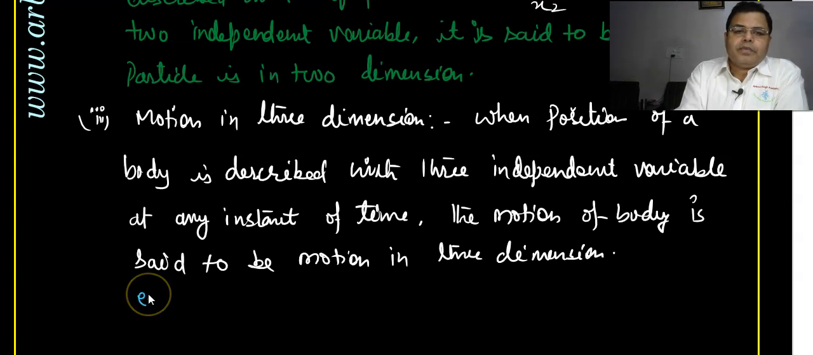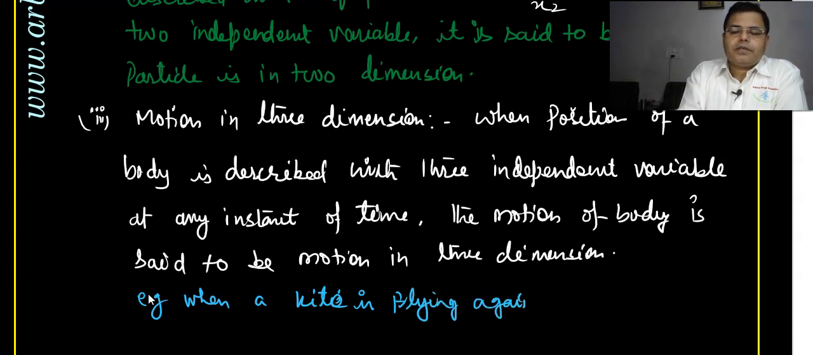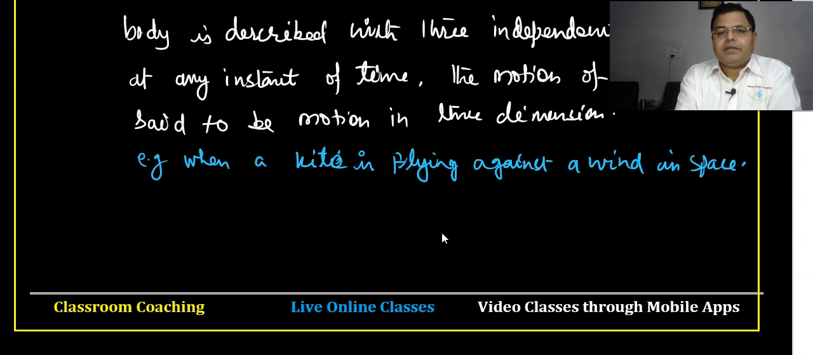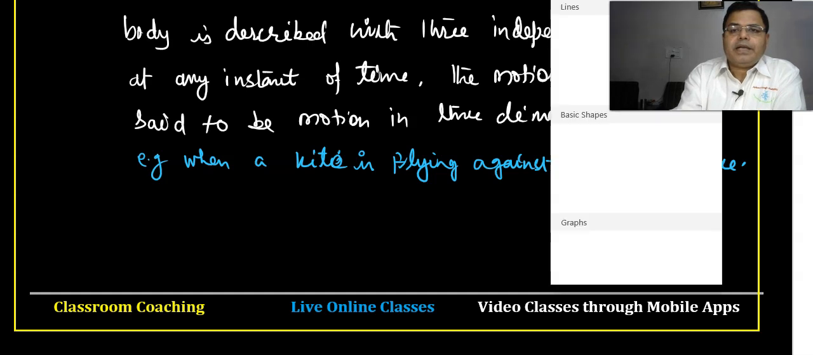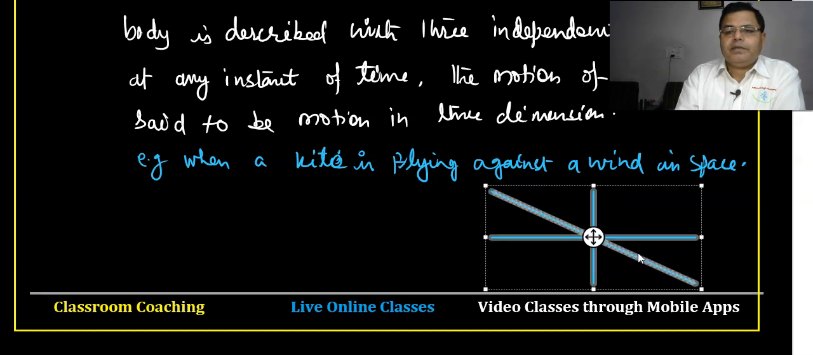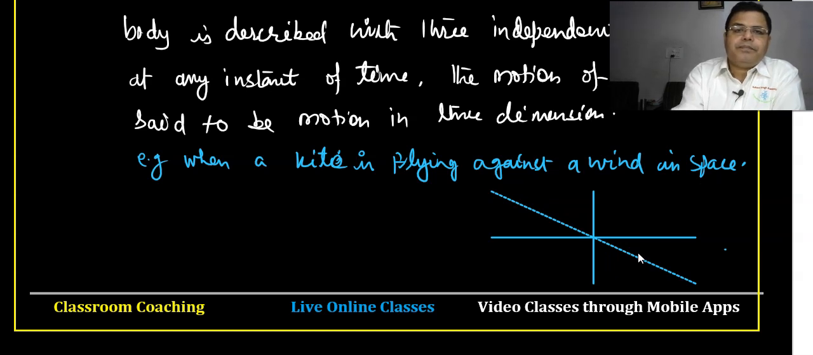Right? For example, when a kite is flying against the wind in space, that motion is described with the help of three variables, or when a particle is moving in space, the motion is described as motion in three dimensions. Here there are three axes, and all these three axes will describe the position of the particle. So position at any point of time can be described with the help of the x-axis, y-axis and z-axis. Say this is the x-axis, this one is the y-axis and this one is the z-axis, right?